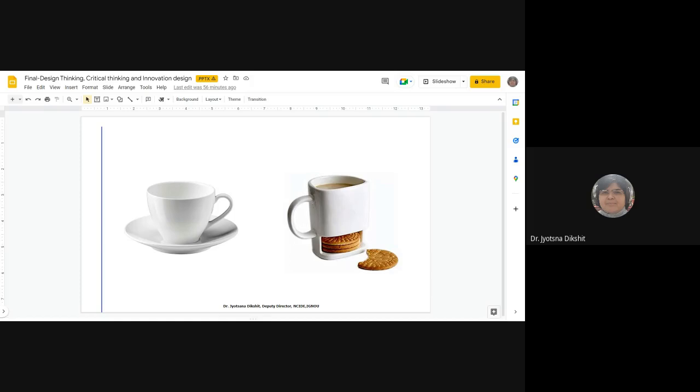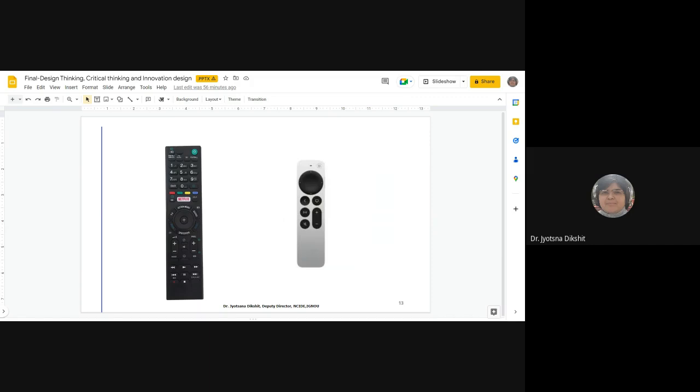Here are another few examples. A simple cup with a saucer, and a cup with a place to keep the biscuits. It is quite handy to use in the office, or if you've gone somewhere out. The remote control: maybe many of us have not even used all the buttons of the remote control on the left-hand side. And now we have a very simple remote control with a few clicks, and we reach wherever we want to go.